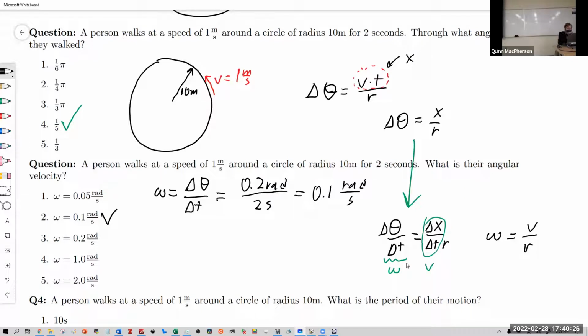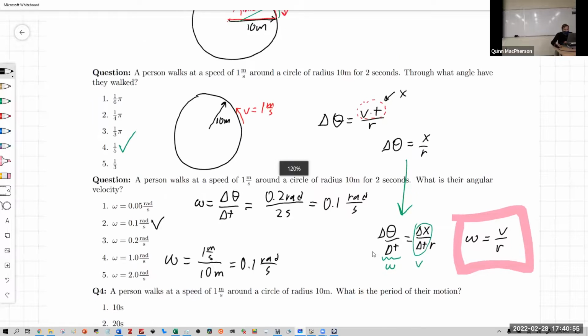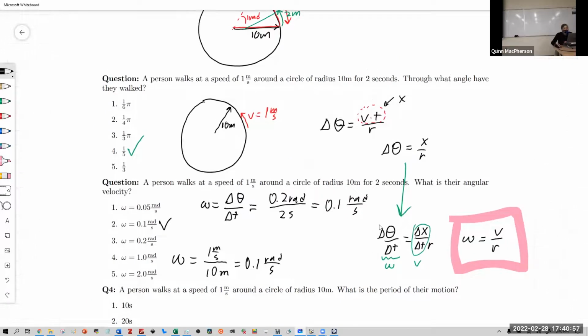So we could have used this equation here as well. This is an equation that a lot of people remember: v is equal to omega r, or omega is equal to v over r. So omega is equal to our velocity, 1 meter per second, over our radius, which is 10 meters, which gives us 0.1 radians per second. All right. Questions? There's a couple different ways of solving that one.